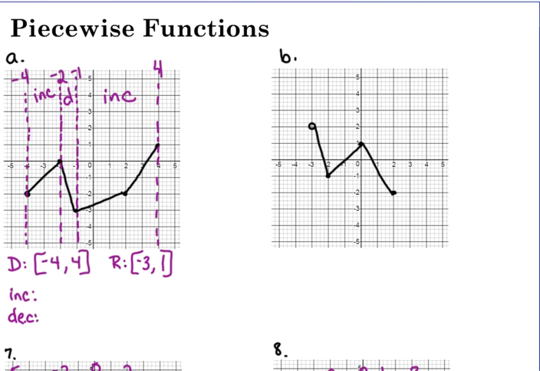So when we go to get our intervals, increasing was between -4 and -2. Remember, we always use parentheses with increasing and decreasing. Then the decreasing is between the -2 and the -1. And then we've got another increasing. The two numbers that surround the increasing is -1 and +4.